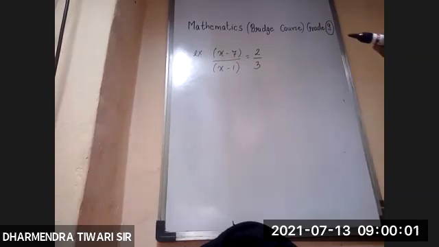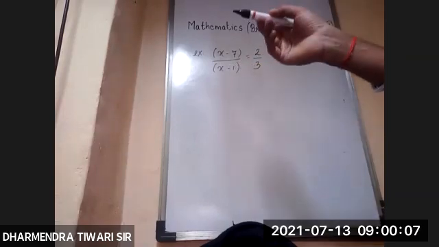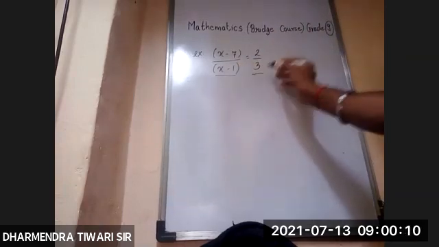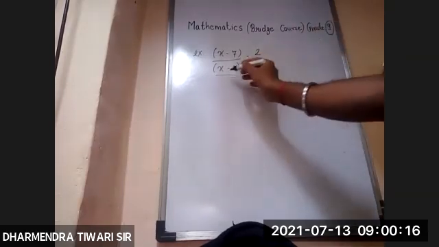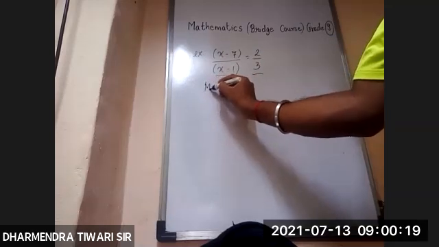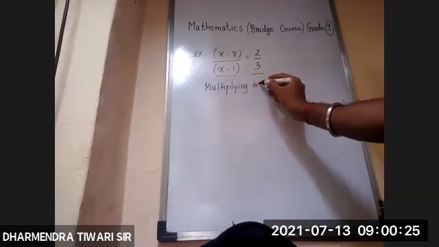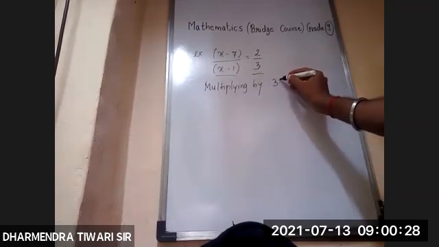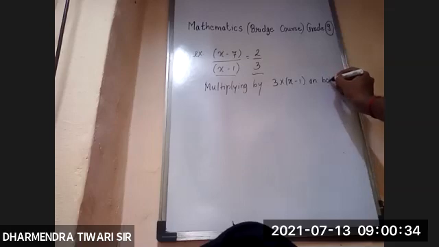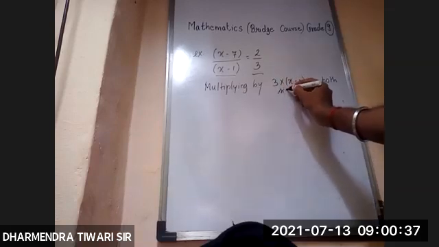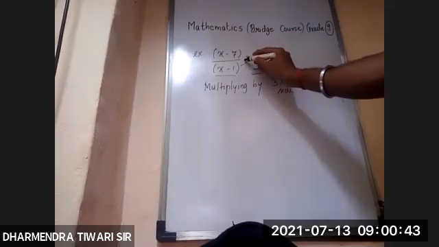Or what else can you do? As we can see, there are two numbers in the denominator, that is x minus 1 and 3. Multiplying by 3 into x minus 1 on both sides, which you call cross multiplication. If you use cross multiplication also, you will get the same answer.